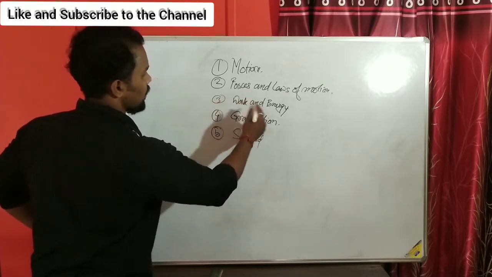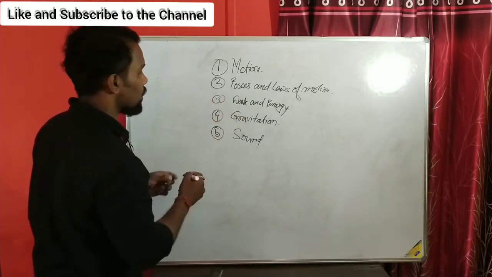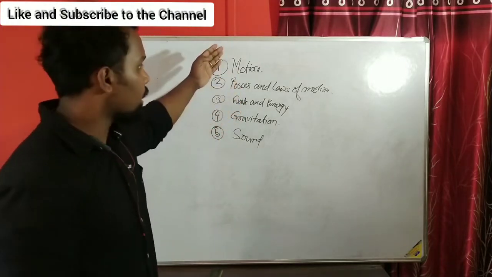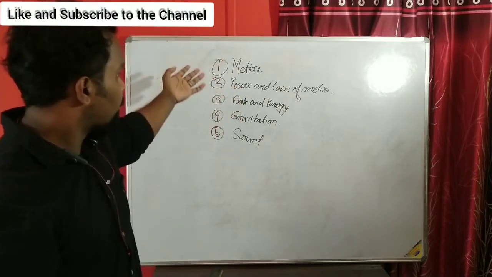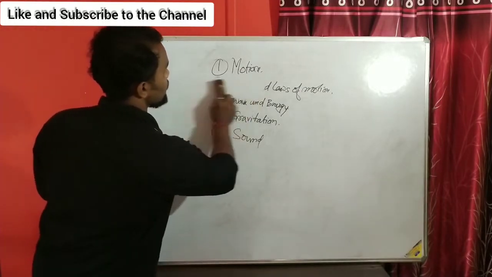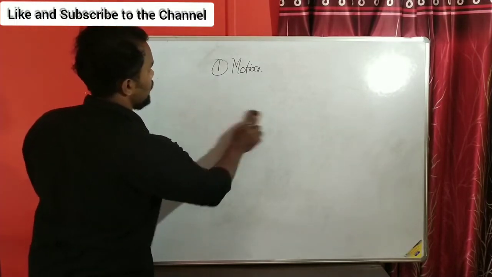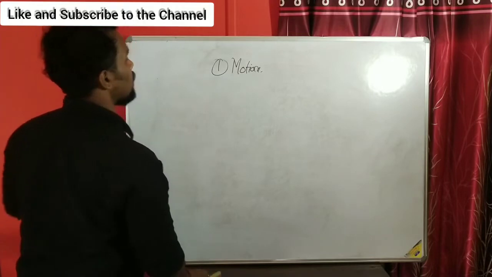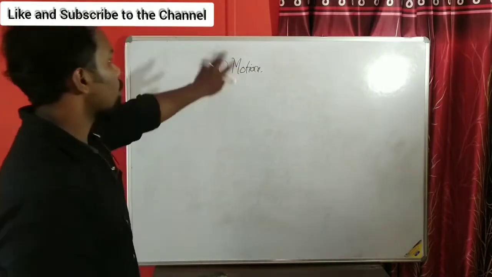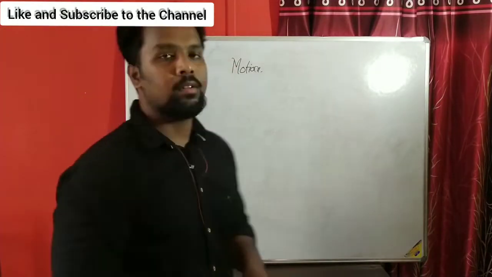Maybe in this case work and energy and gravitation, the positions are changed. Maybe gravitation is the third lesson and work and energy is the fourth lesson. It doesn't actually matter. We have to discuss all those lessons step by step. First, our lesson is going to be motion. The motion lesson and the forces and laws of motion are actually related to each other. First, we have to clear our concept about the word motion. So our first lesson is going to be motion.